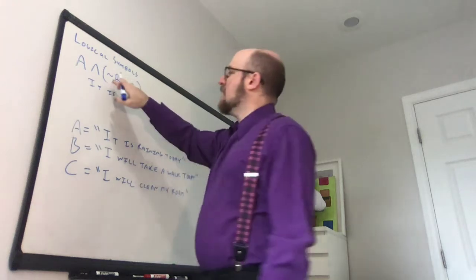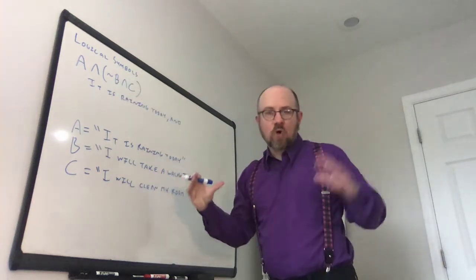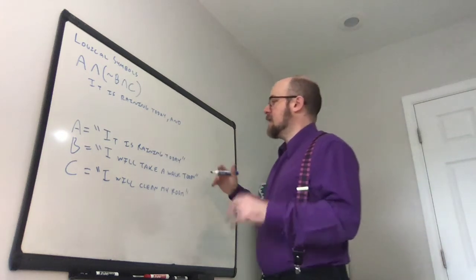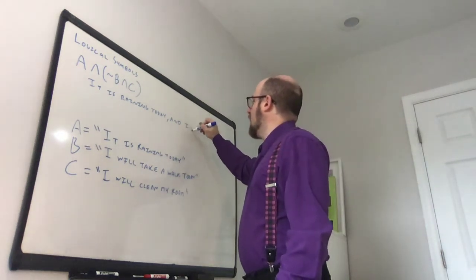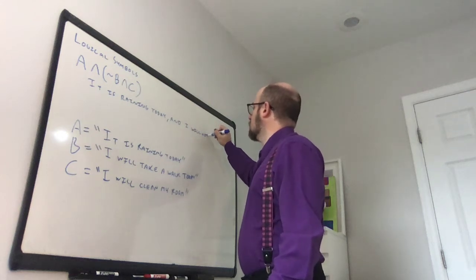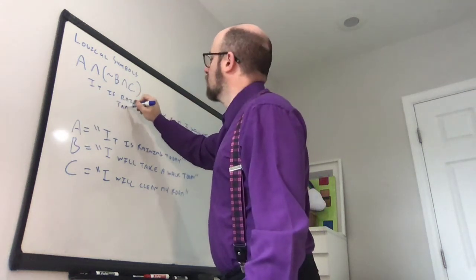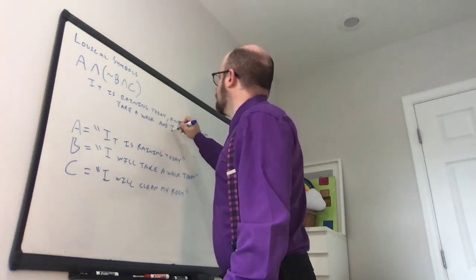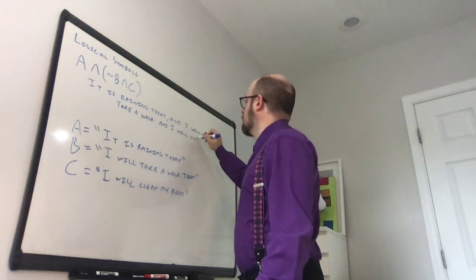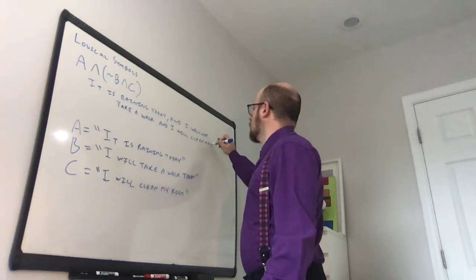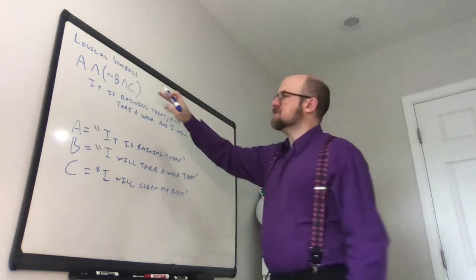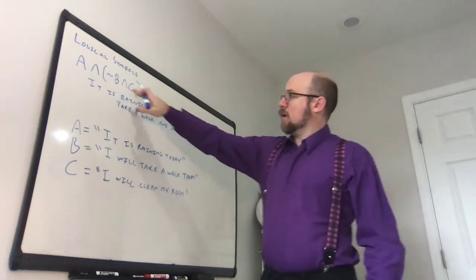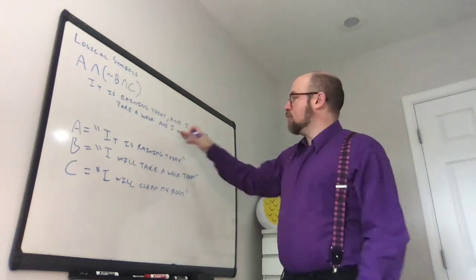And then not B and C goes together. Okay? So it is raining today and I will not take a walk and I will clean my room. Okay? So we want to say it is raining today and I will not take a walk, not B, and I will clean my room.